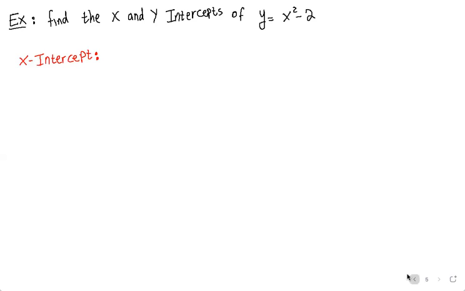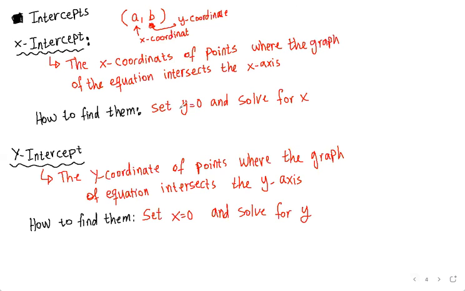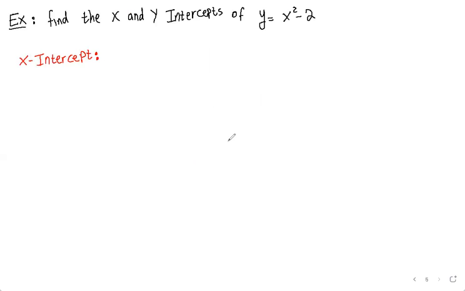So again, go back. The x-intercept, how do we find it? Set y equals 0 and solve for x. So who will do the x-intercept? Is it 0 equals x squared minus 2? Exactly. So set y equals 0, and I get 0 equals x squared minus 2. Then we solve for x. We have to find the value for x. Add 2 to both sides.